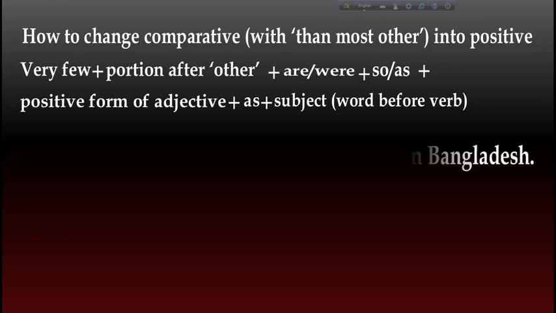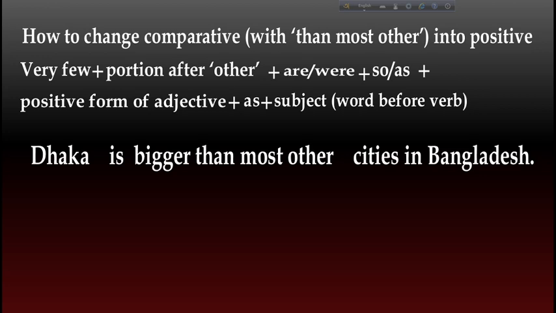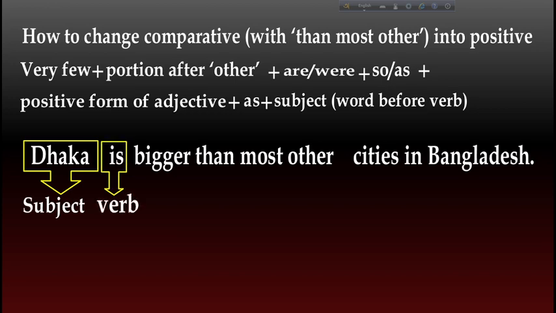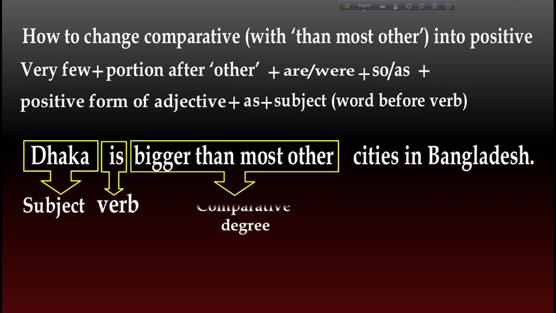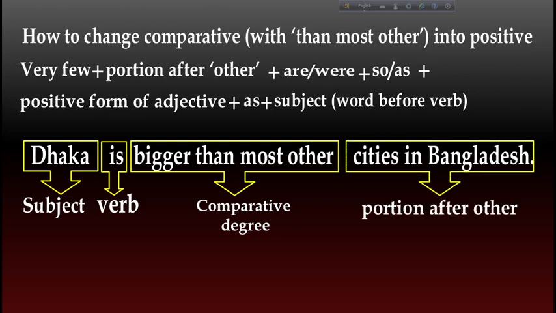Okay, dear learners, look at the examples. Dhaka is bigger than most other cities in Bangladesh. Here we find Dhaka subject, is as verb, bigger than most other. This is comparative degree, where we find the use of than most other. Cities in Bangladesh, portion after other. So how can we do it?